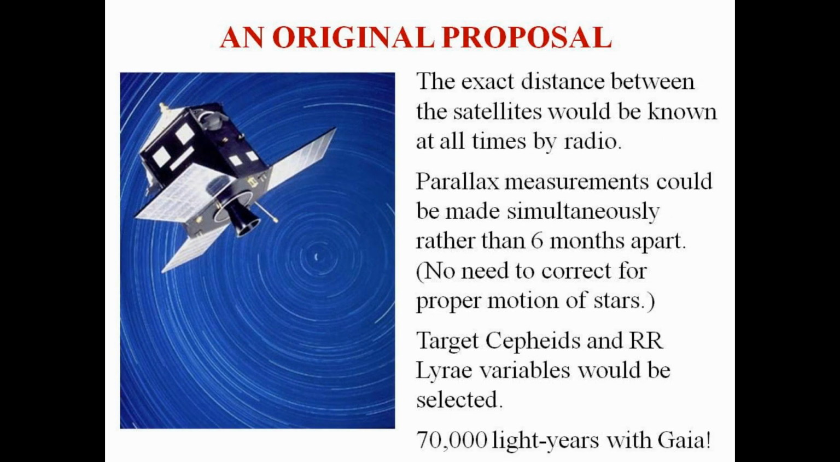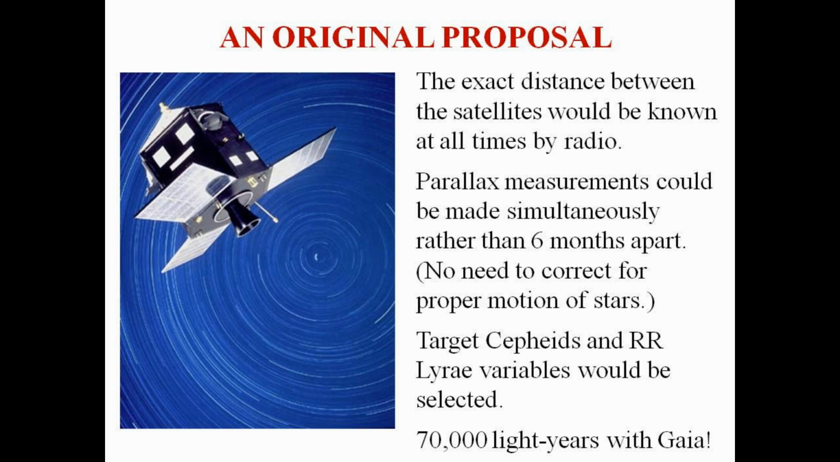The exact distance between the 2 satellites would be known at all times by the length of time it takes for a radio signal to go back and forth between them. And they would be made simultaneous. The measurements from one and the other could be made at exactly the same time, rather than waiting 6 months to go around to the opposite side of the Earth's orbit and then having to correct out proper motions of stars. This would be simultaneous measurements from the 2 different spots.